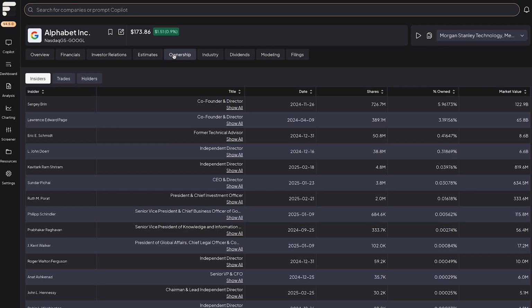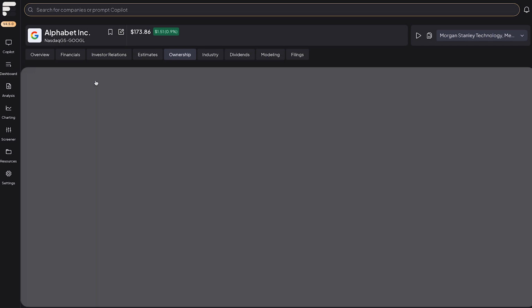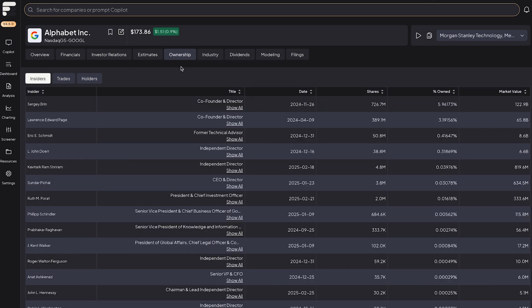The next thing is ownership. I don't really pay too much attention to this tab because you've got information on the insiders, how much they own, any trades that they've done as well. You could see it over here. You could see what main companies are holding it. So for example, BlackRock, they own 6% of Google. Vanguard, they own about 7% of shares in Google. I don't use this tab that much, but it's just interesting to see sometimes.